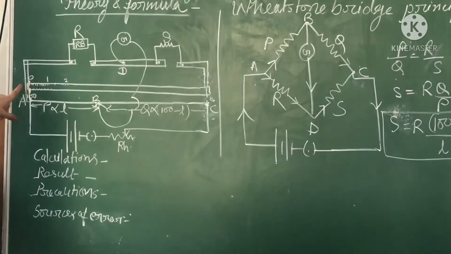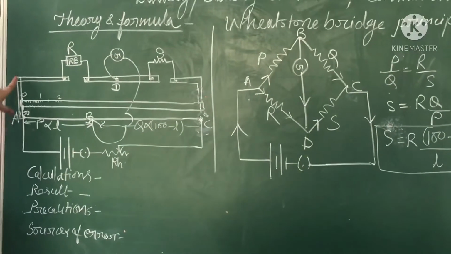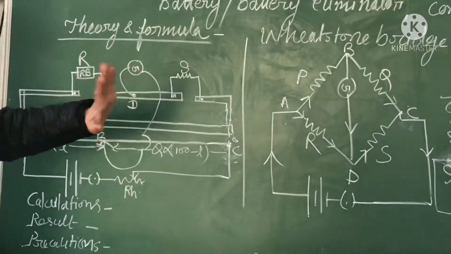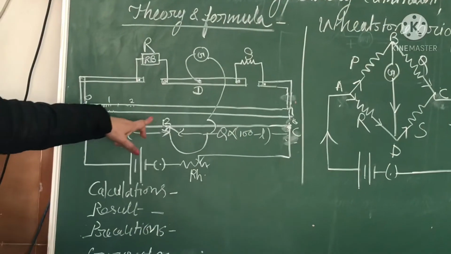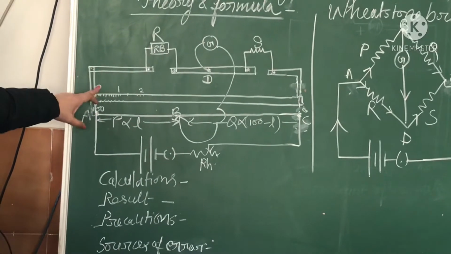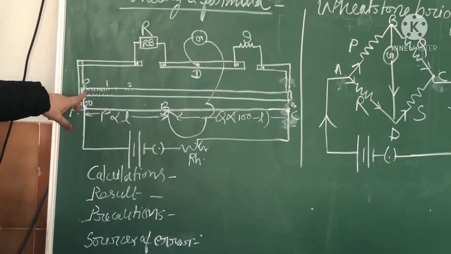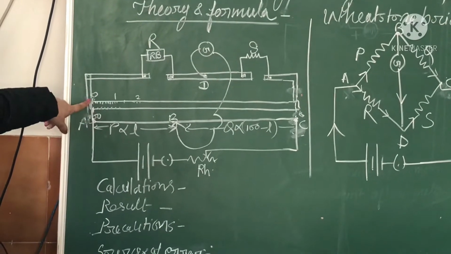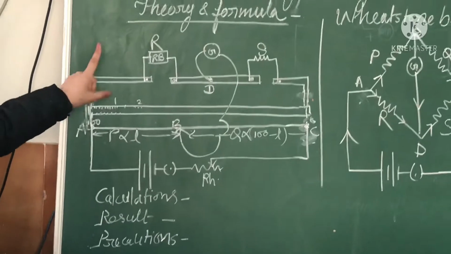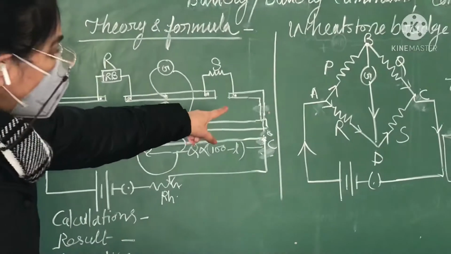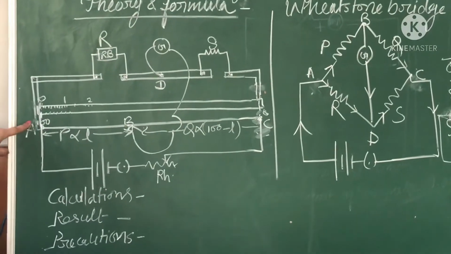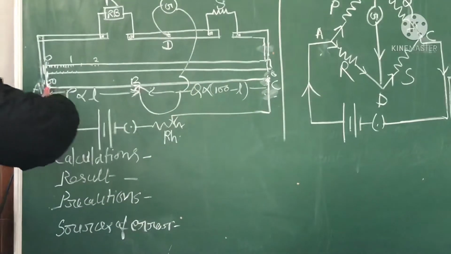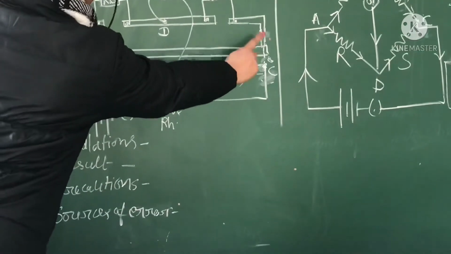And it consists of copper strips here. It consists of 1 meter wire mounted on the wooden board. And there is a scale, both side scale. On the upper side, 0 is on the left hand side and 100 is marked on the right hand side. On the lower scale, 100 is on the left hand side and 0 is on the right hand side.